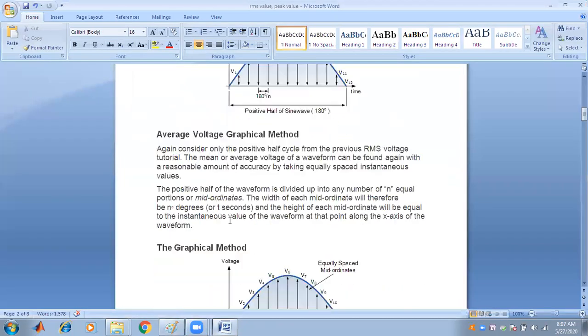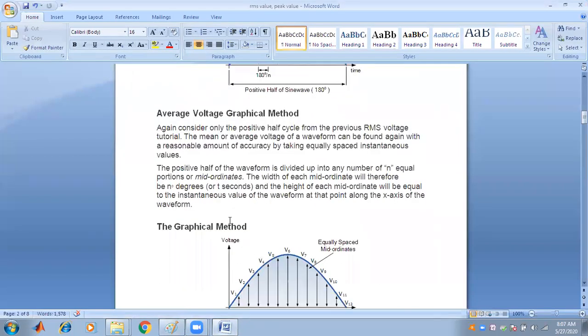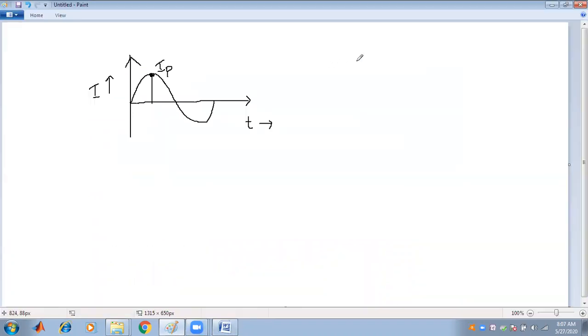So let us discuss the average value. What does average mean? If we have three numbers, say 1, 2, and 3, what is the average? The average is the sum of the three numbers, that is 1 plus 2 plus 3, divided by the number of numbers, so the average value is 2. This is generally known to us.